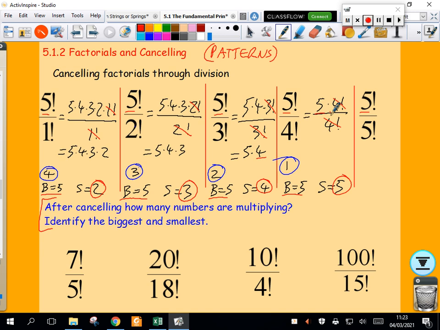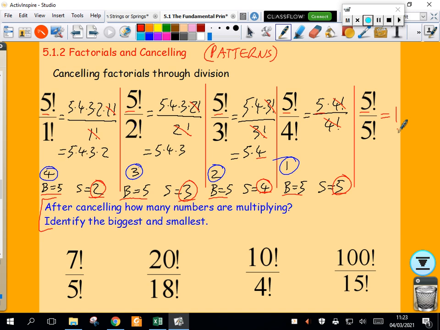So the smallest number is always 1 bigger than whatever the number on the bottom here is. So 1 bigger than 1, that's 2. 1 bigger than 2 is 3. 1 bigger than 3 is 4. 1 bigger than 4 is 5. Note 5 factorial divided by 5 factorial is just 1, so that's a very simple thing. But I'm looking for these other things.